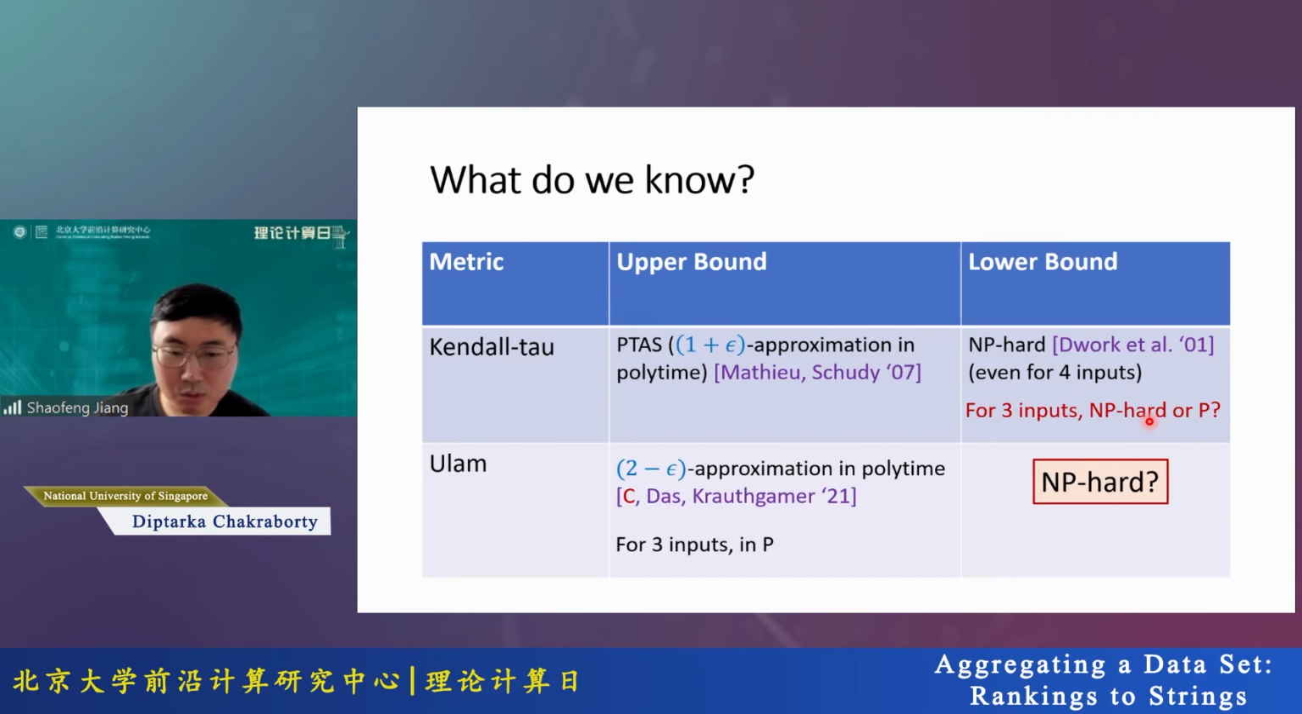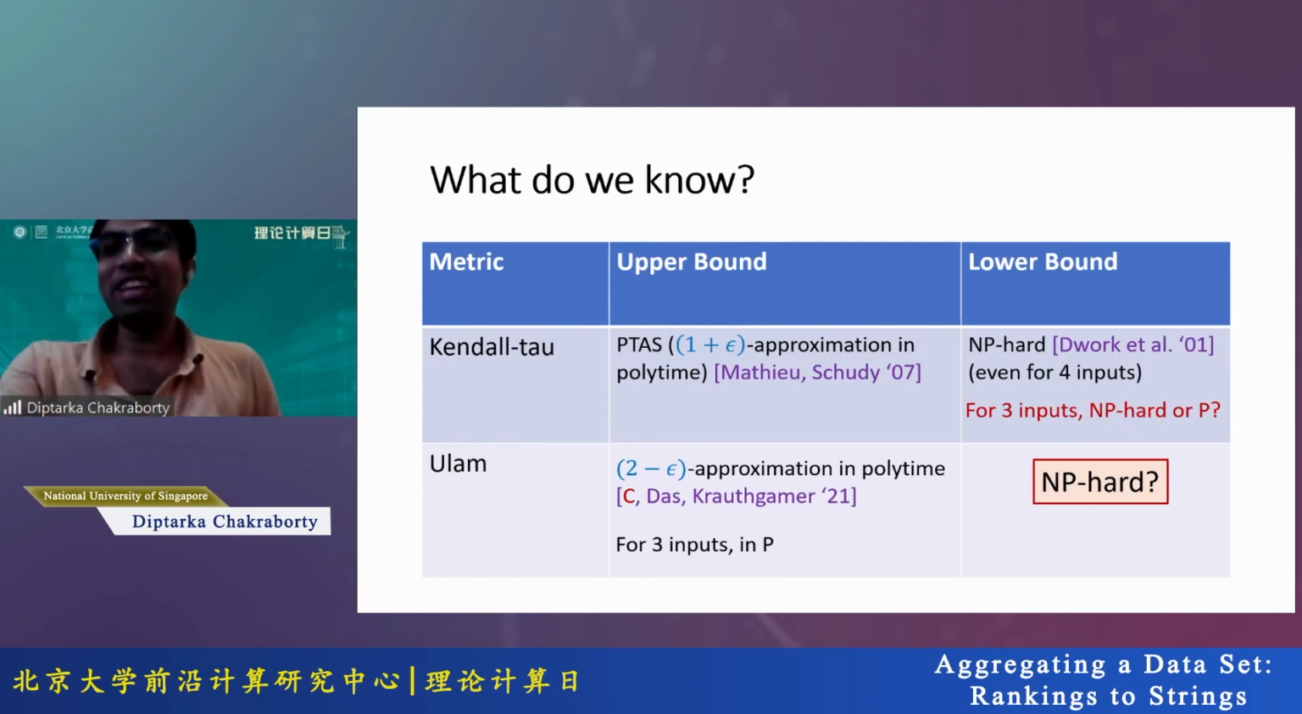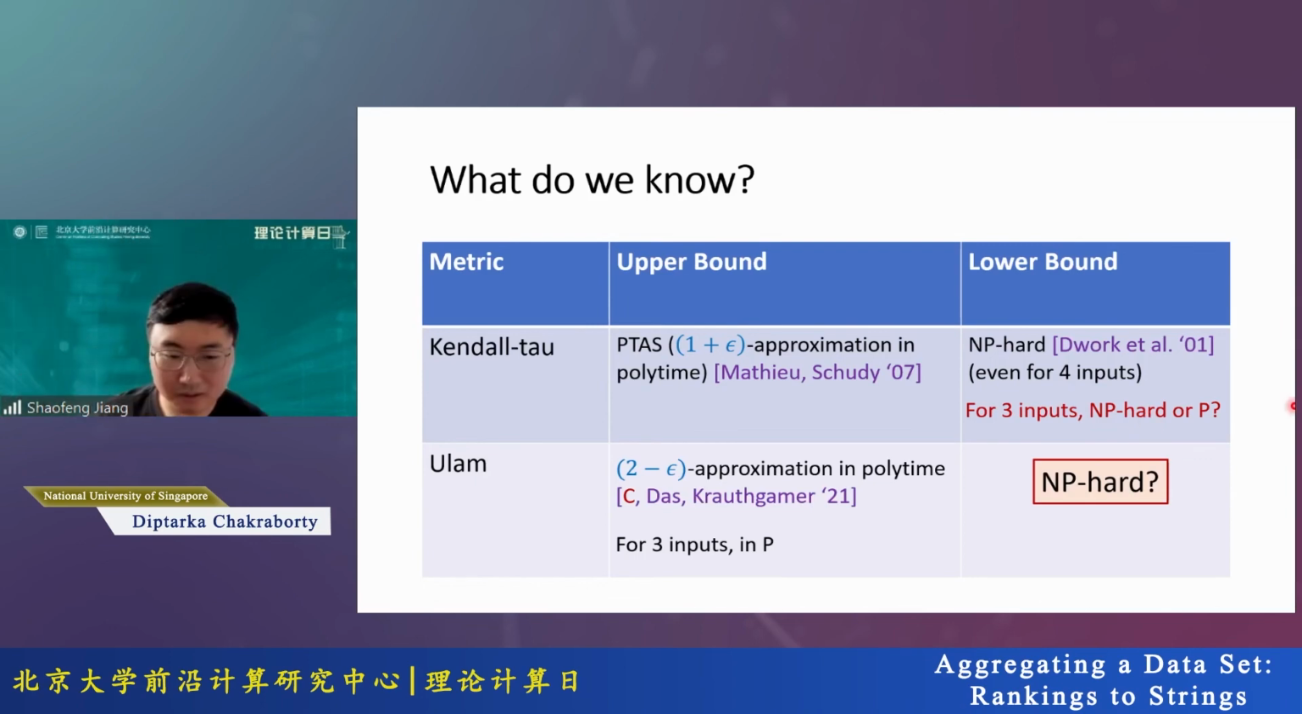But this 2 minus epsilon, can you set this epsilon to be 0.5 then? Not really, actually. This epsilon is really small. I see. There exists an epsilon. It is not for all epsilon that you can do. Okay, so it's different from PTAS. Yes, it is different from PTAS. It is like there exists some epsilon.